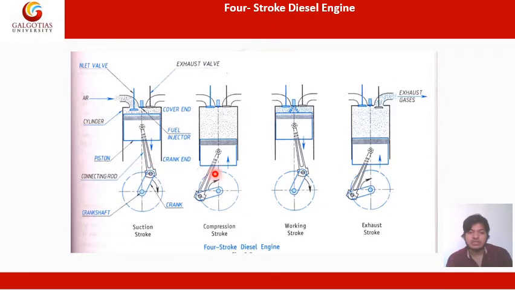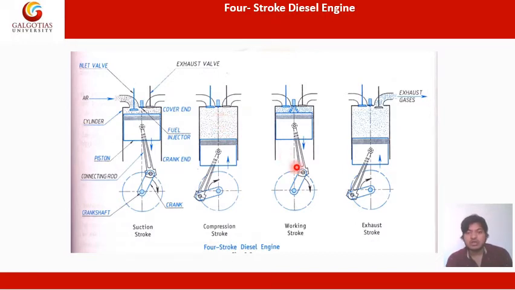Next, come to the compression stroke. As the suction is complete, at the start of the compression stroke the inlet valve will close, and then the piston will compress this mixture of air plus fuel. As you can see, this crank will move in the clockwise direction, so the piston will move upward and compress the mixture of air and fuel in the compression stroke.